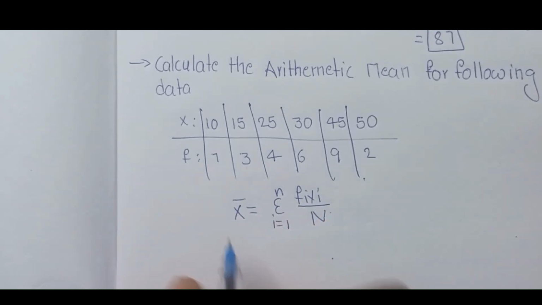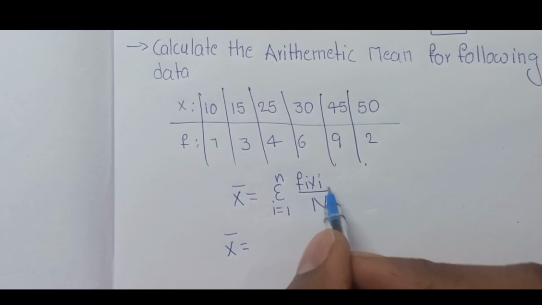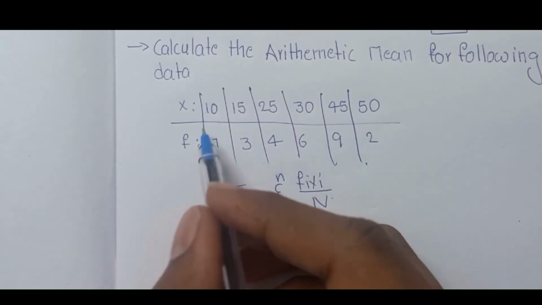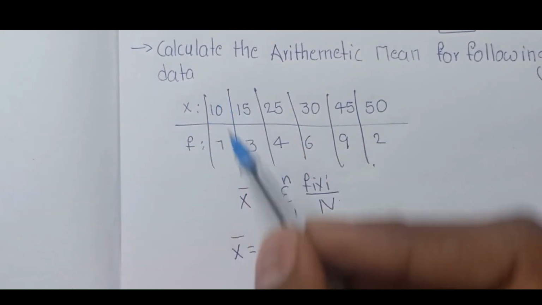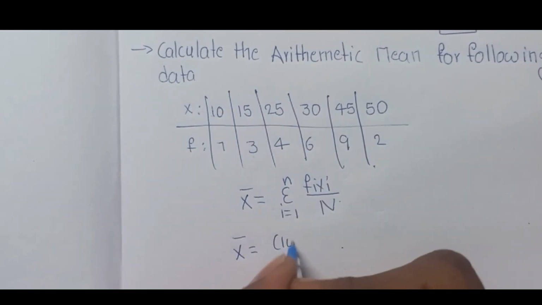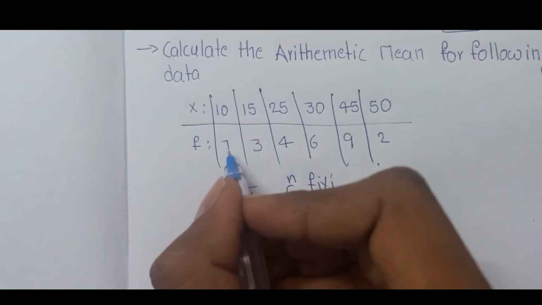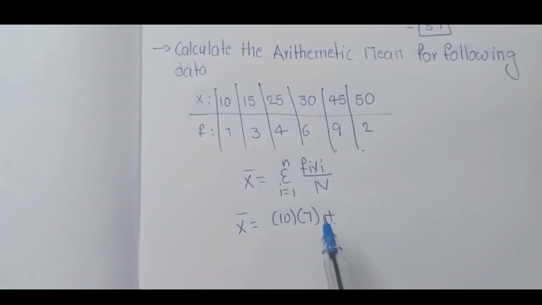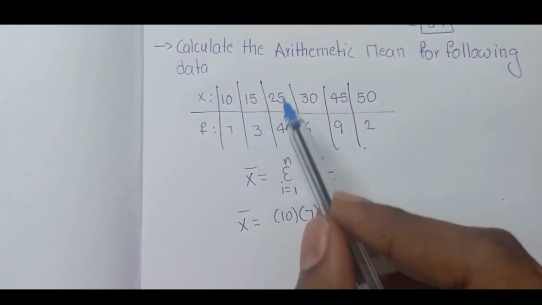See, x bar is equal to, what is f i x i? f i are the frequencies and x i are the values that are given. Now we have to do the product of them. What is the value of x? It's 10. And what is the respective frequency of 10? Here, sigma represents the sum of the products of f i and x i.